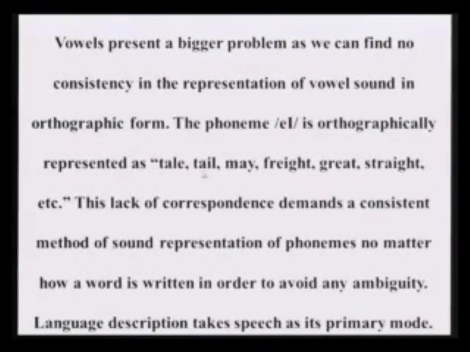يبقى sound is represented in all these different words which are spelled differently. The sound of the vowel is represented in this symbol. This lack of correspondence demands a consistent method of sound representation of phonemes, no matter how a word is written, in order to avoid any ambiguity. Language description takes speech as its primary mode. Speech, not writing. Please, when we talk about phonetics and phonology, we talk about sound, about speech.